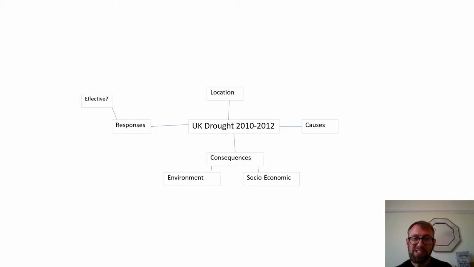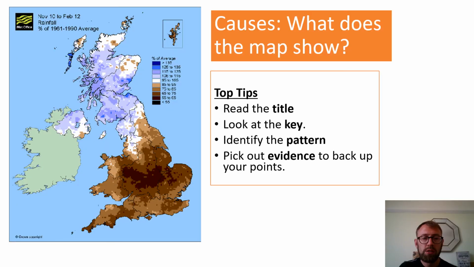So moving on to our second case study then, we're now talking about the UK drought that lasted between 2010 and 2012. The effects were mainly felt towards the end of 2011 and into 2012. So to start off, we need to use a bit of map data.